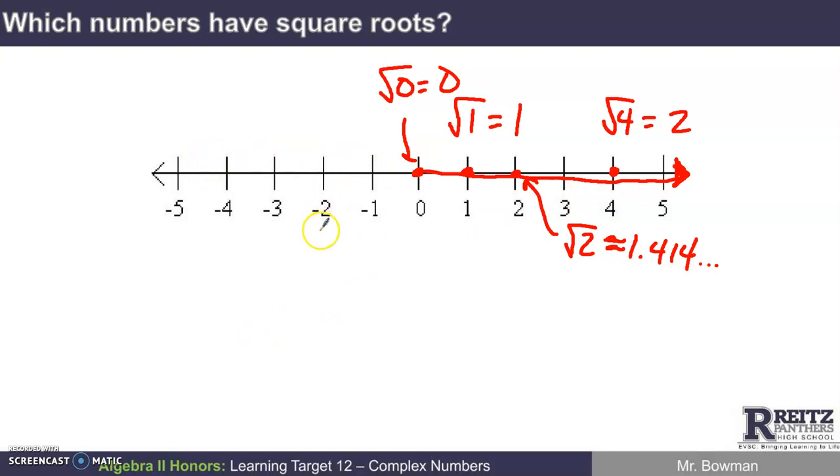There's no real number that you could use to find the square root, for example, of negative 4. Like what number could you square and get negative 4? There is not a real number that solves that. We're going to change that today.